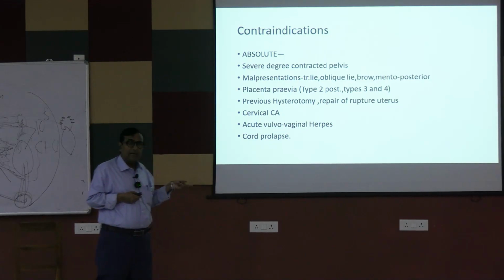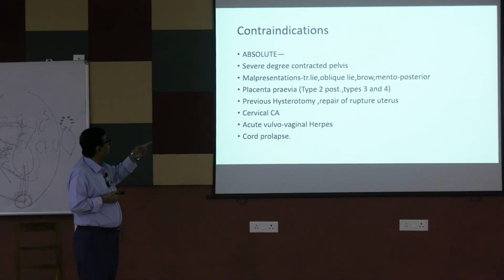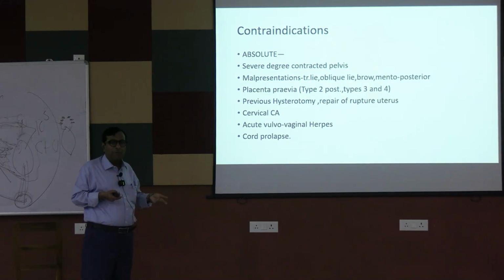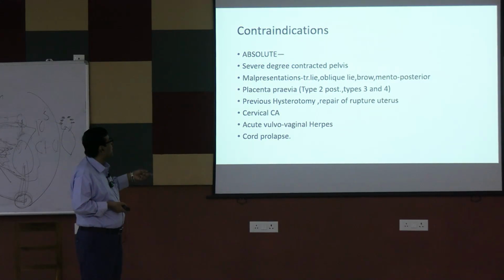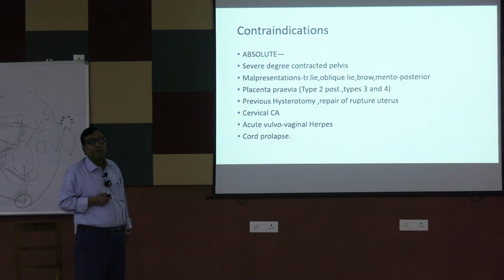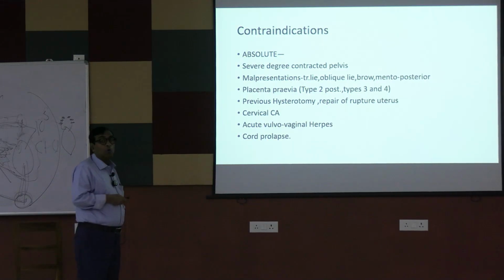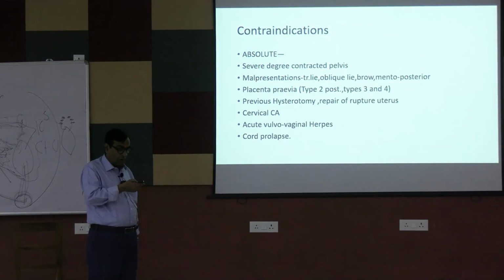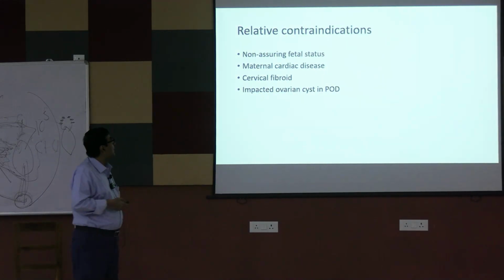So these are other contraindications for induction of labor. Cervical cancer, cancer of the cervix. Obviously, we are not going to disturb a cancer cervix. Acute vulvovaginal herpes and cord prolapse. In cord prolapse, immediate delivery is required. We won't go for induction.